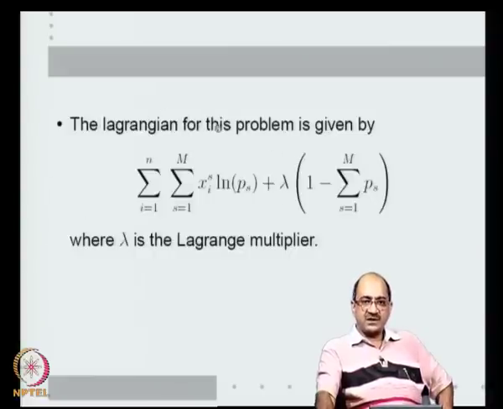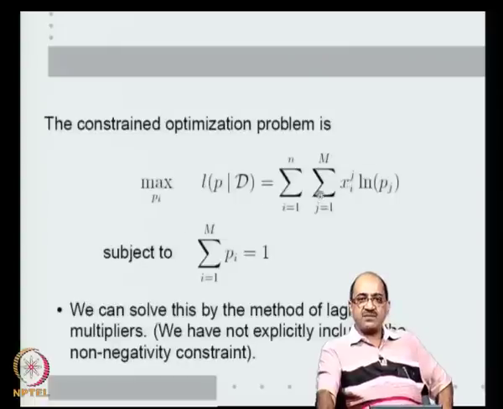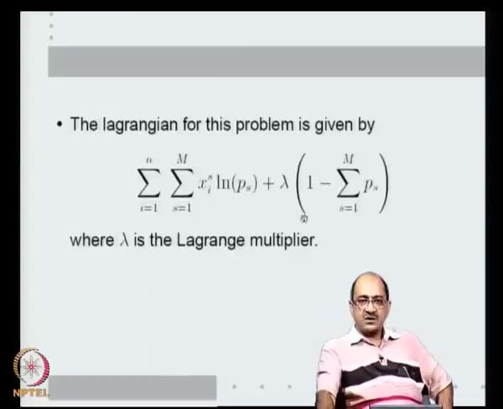This is the objective function. This is what we are trying to maximize, and this is the constraint function, 1 minus the summation of p_i equal to 0, and lambda is the Lagrange multiplier. I have just changed the summation index from j to s, because we have been thinking of the p_j's as the parameters, and j and i are dummy indices of the summation. So that while differentiating we will not get confused, I have changed the dummy index j to s in this expression. Okay.